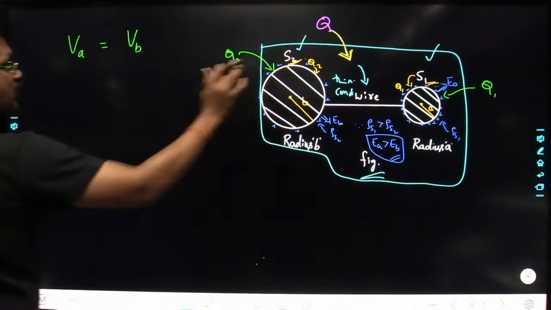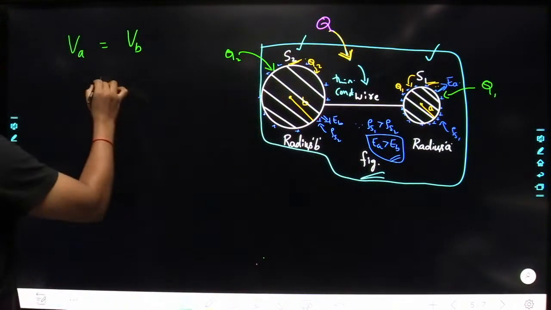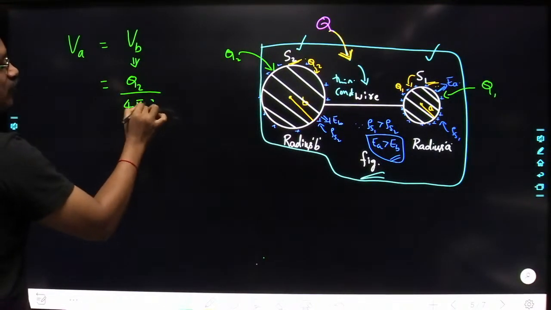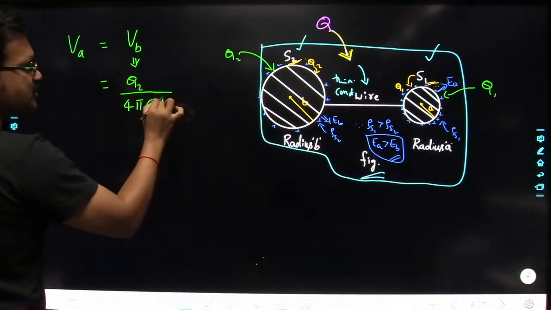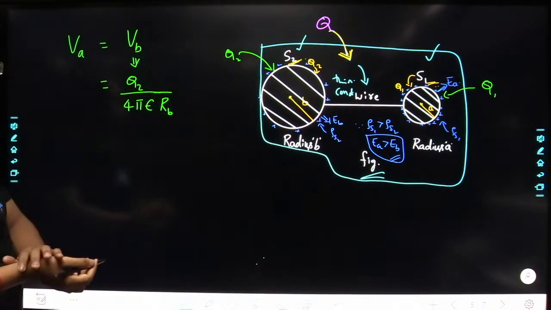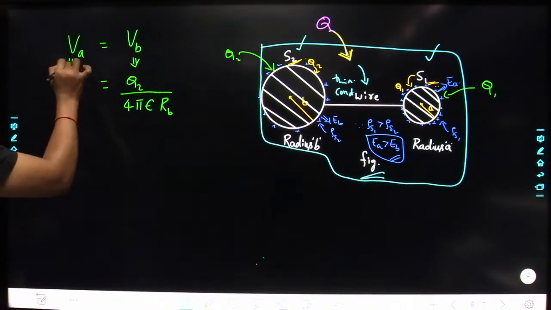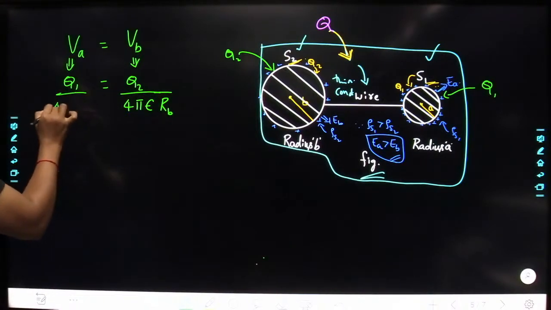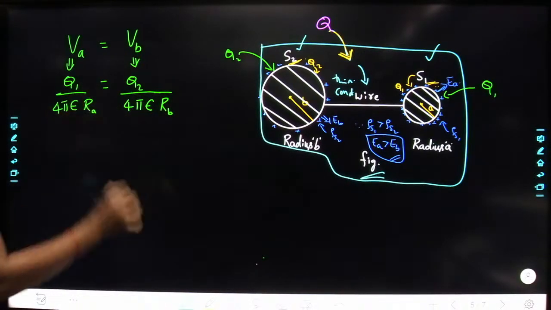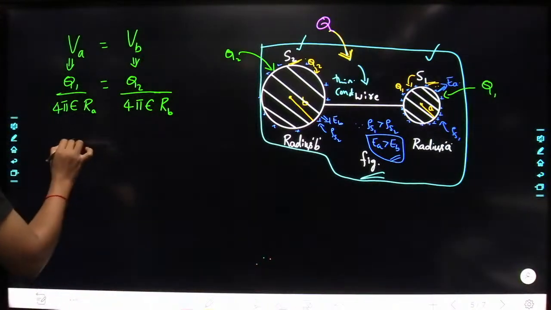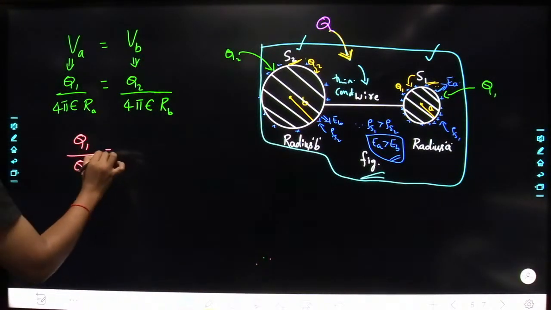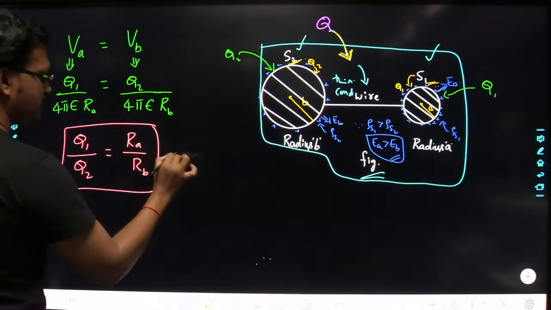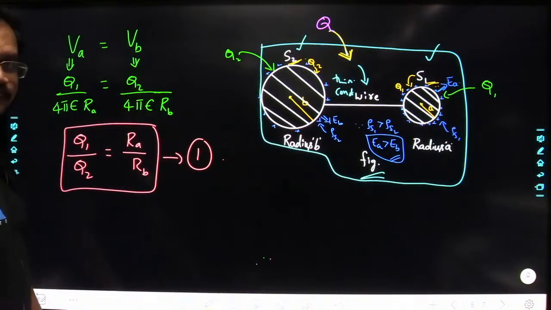The potential of sphere S2 is nothing but Q2 divided by 4 pi epsilon RB, let us say the radius is RB. For VA, the potential on this surface is nothing but Q1 divided by 4 pi epsilon RA. So from here, Q1 by Q2 must be equal to RA by RB. This is the conclusion we can make, so this is equation number 1.